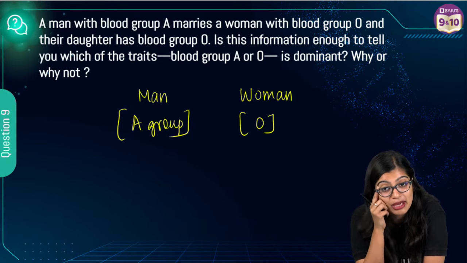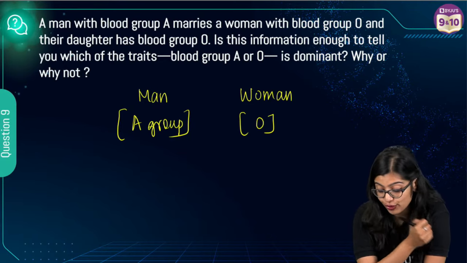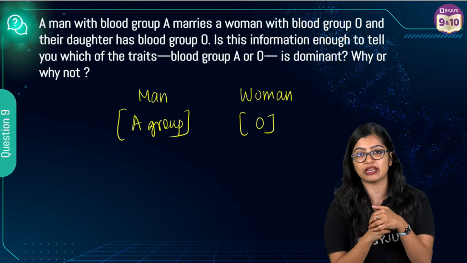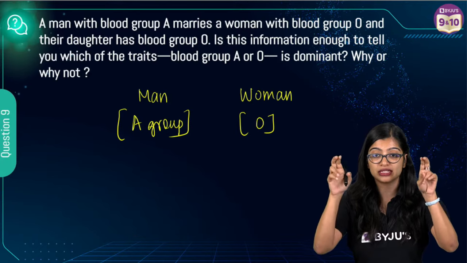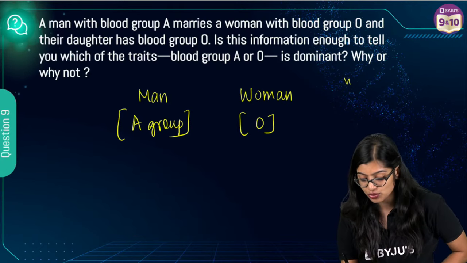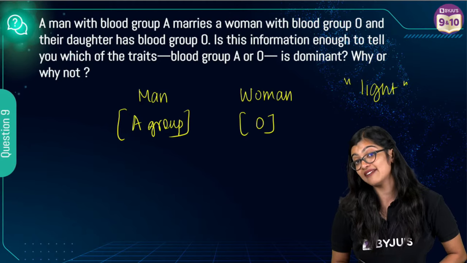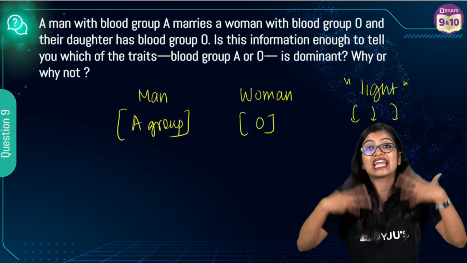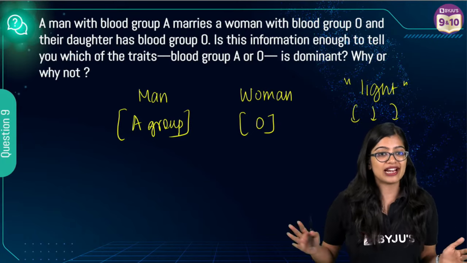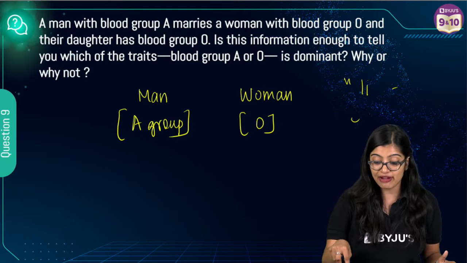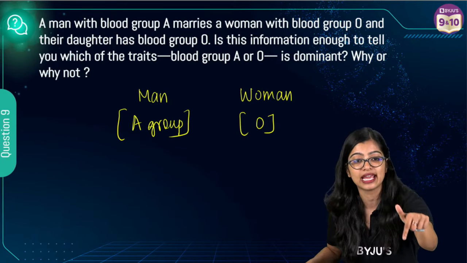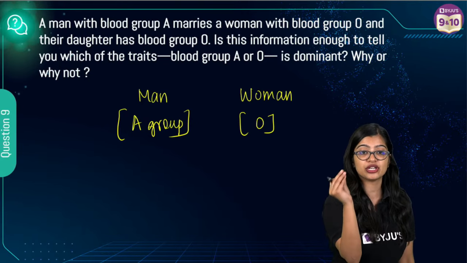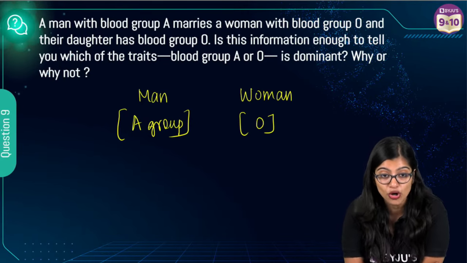Now, a lot of you are telling me, ma'am, no, but this is a trick question actually for all of you. Let me draw a parallel to the previous question. In the previous question, what was the terminology used? The terminology used was light eye colored. They never specified whether it was green, brown, or blue. They just said light eye color or dark eye color. So that is very, very vague. But in this case, they are pinpointing and they will tell you A group, O group. This is information known to us.